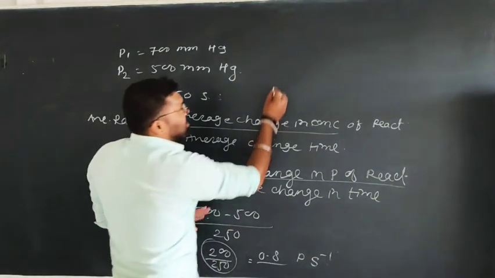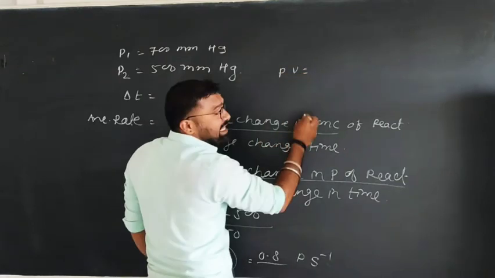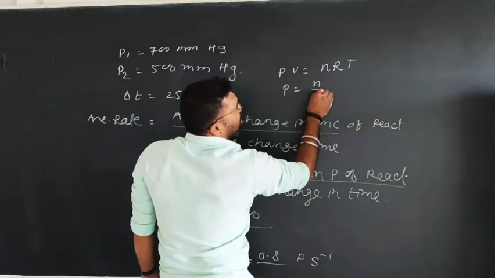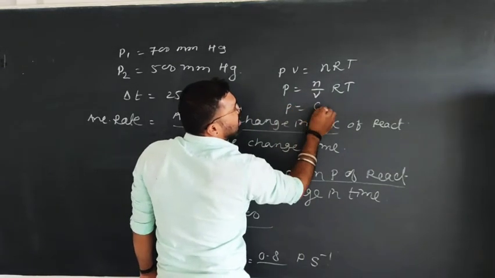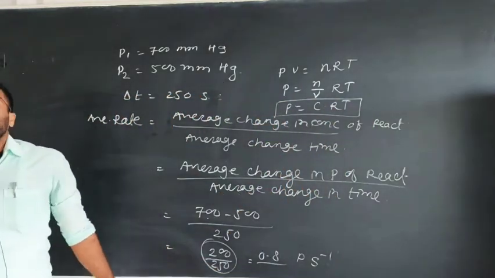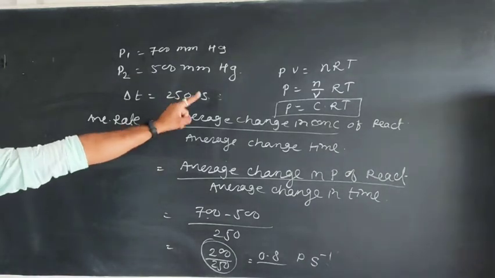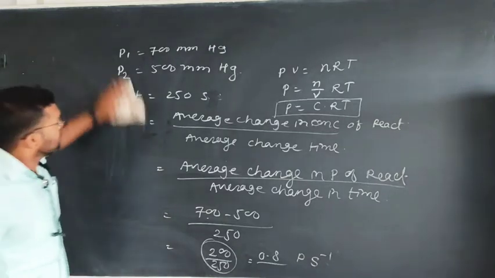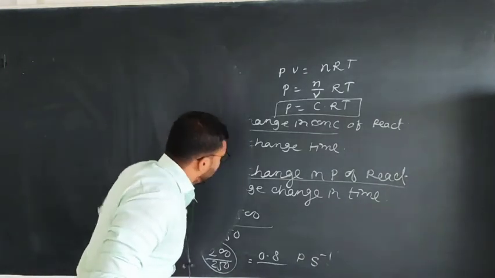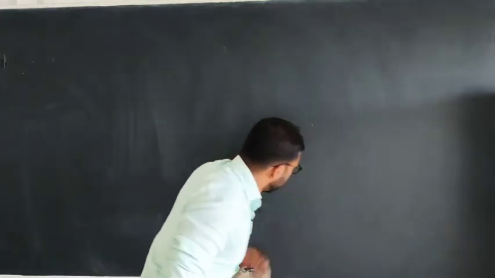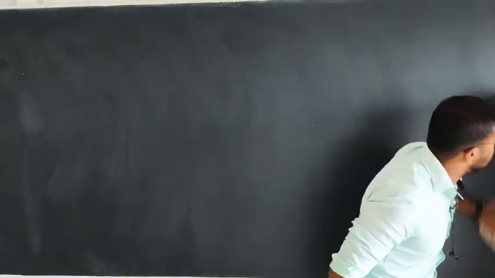From the ideal gas equation, PV is equal to nRT, P is equal to n upon V into RT, and P is nothing but the concentration into RT, that is CRT. So we can say pressure is directly proportional to concentration according to the ideal gas equation. This is about the general numericals of this type, and these numericals will be asked in different kinds of examinations, not only Uni Pune but also other competitive examinations.